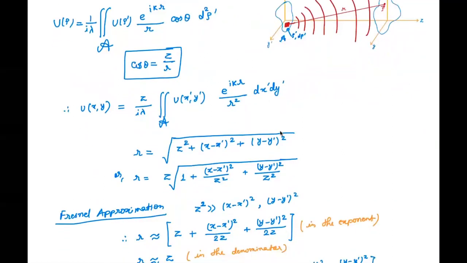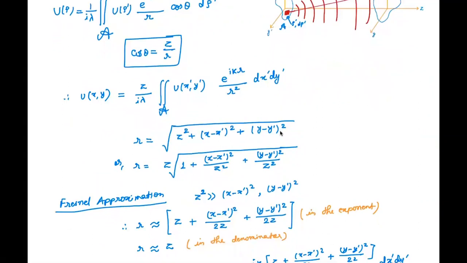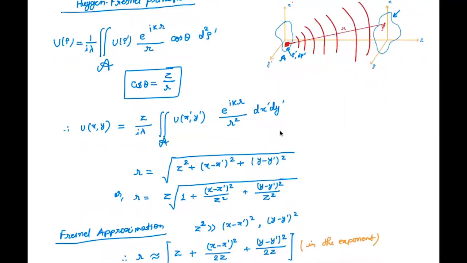This is still the most general form, no approximations here. What is R? R is the separation between rho prime and rho. How can we write it? R is the distance between these two points. That's a standard formula: (x minus x prime) squared, (y minus y prime) squared, and z squared. There's no z prime. We are using the same z, so that's why this is just z.